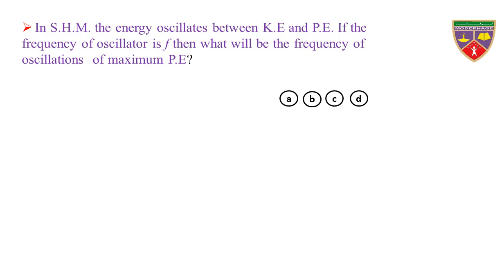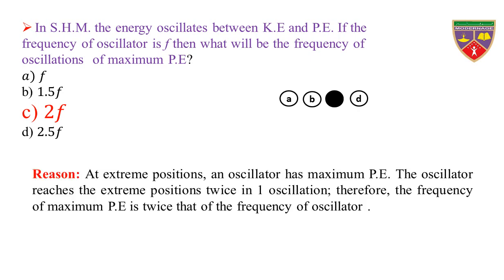In simple harmonic motion, the energy oscillates between kinetic energy and potential energy. If the frequency of oscillation is f, then what will be the frequency of oscillations of maximum potential energy? Option A, f, option B, 1.5f, option C, 2f, option D, 2.5f. The key is 2f. Therefore, the correct option is C.